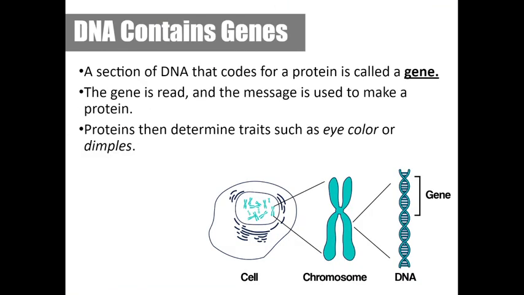Your DNA contains genes. A section of DNA that codes for a protein is called a gene. The gene is read and the message is used to make a protein. Proteins then determine traits such as eye color or if you have dimples, for example. Your gene is found in your DNA, which is found in your chromosome, which is found in your cells.